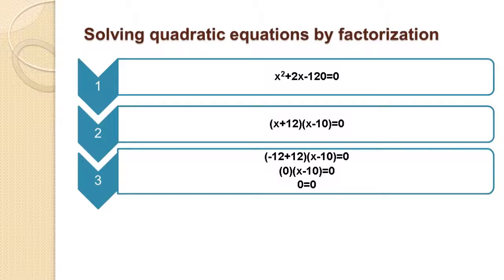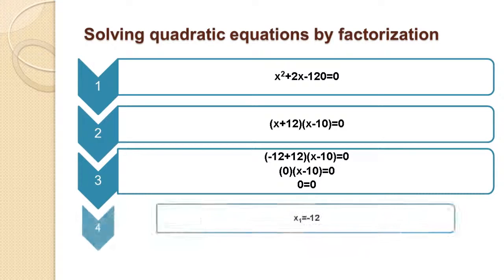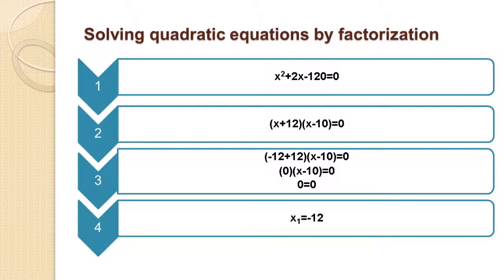In order to find the first possible solution, you must subtract 12 from positive 12, and then the resulting number is 0. Then the first possible solution is negative 12, since negative 12 was the number used to transform the factor into 0.